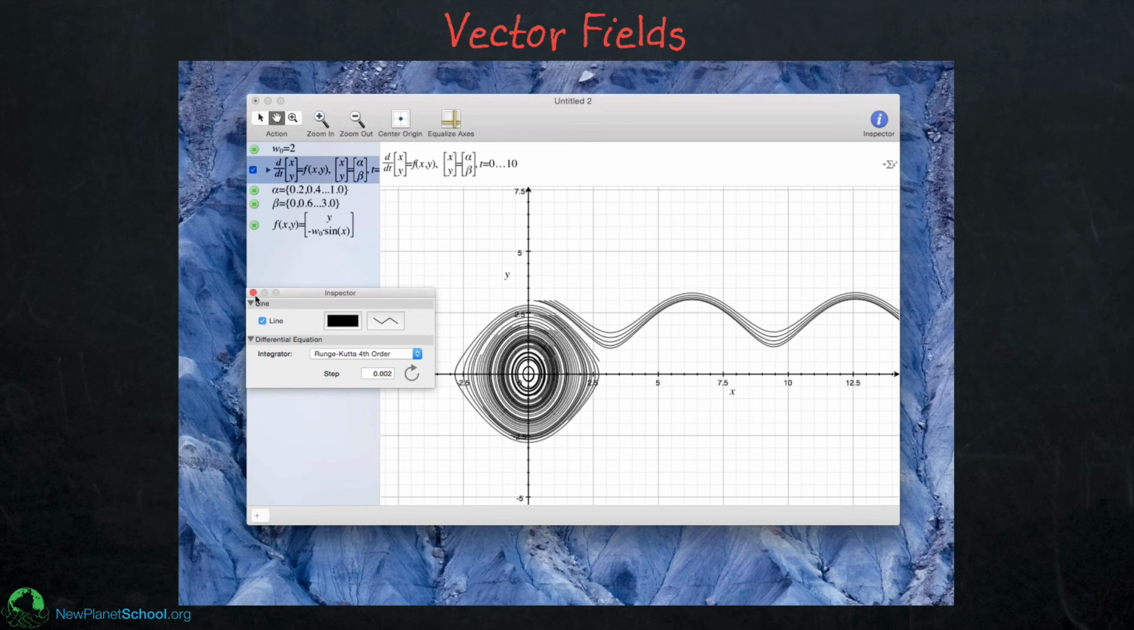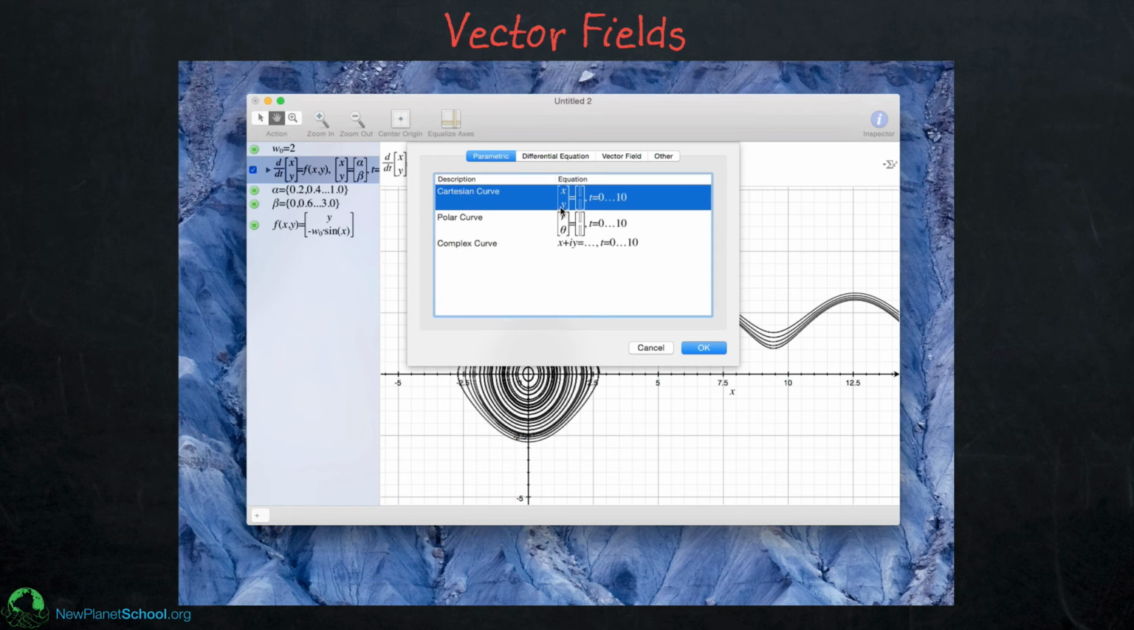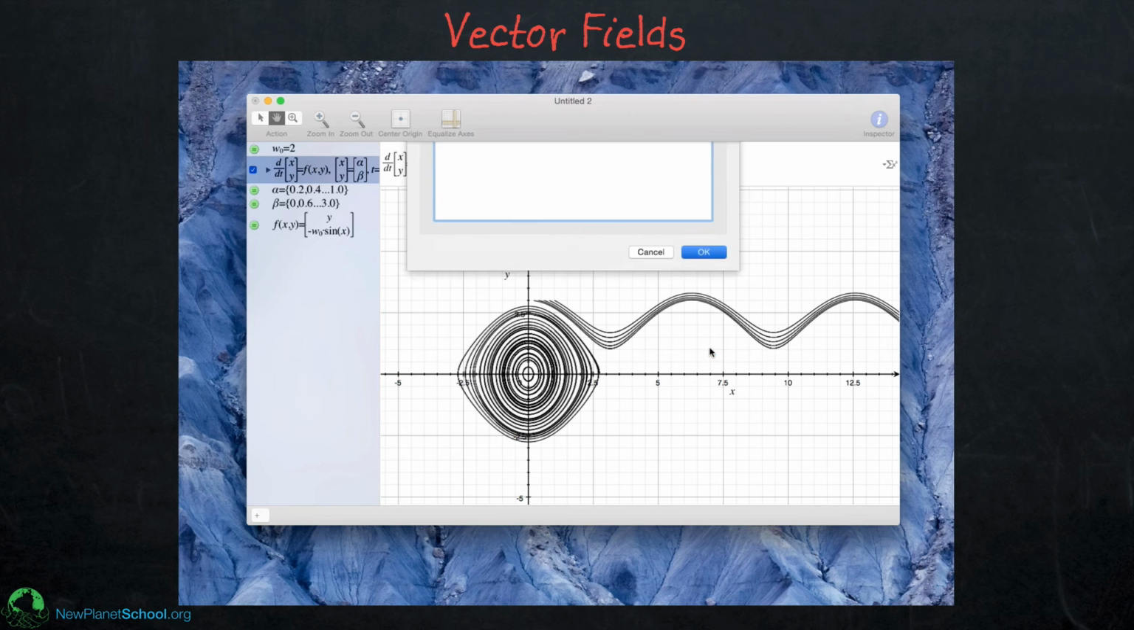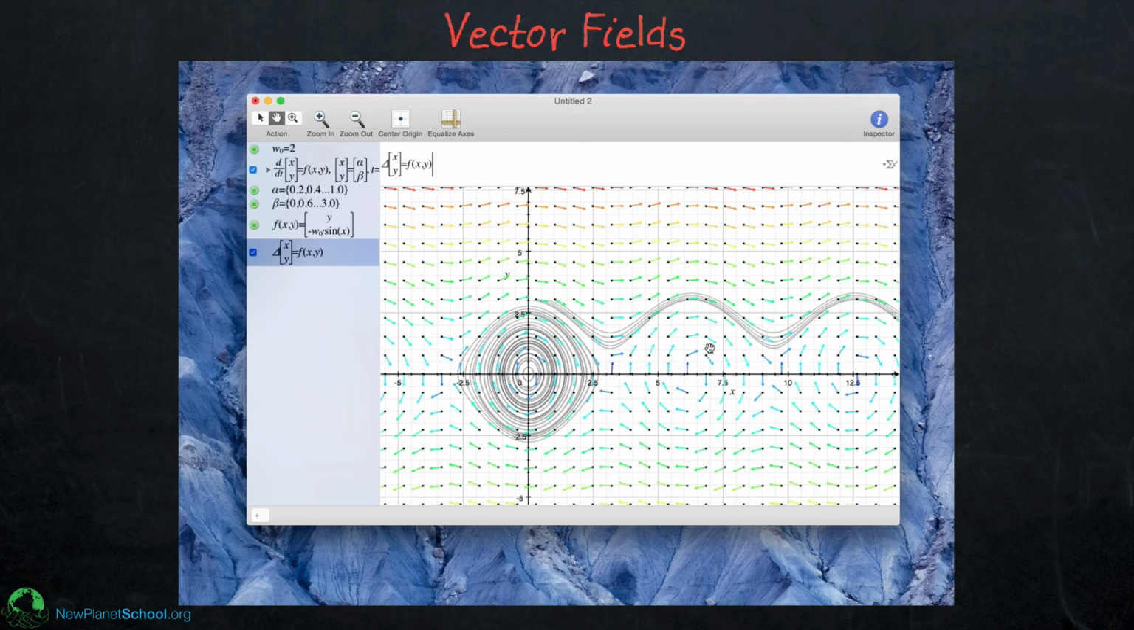Okay. There's our solution. More accurate. Now we're going to add an equation from template. Now choose vector field and choose the second one because we have a coupled system. Now on the right hand side, put the derivatives, f of x and y. And there is our vector field.